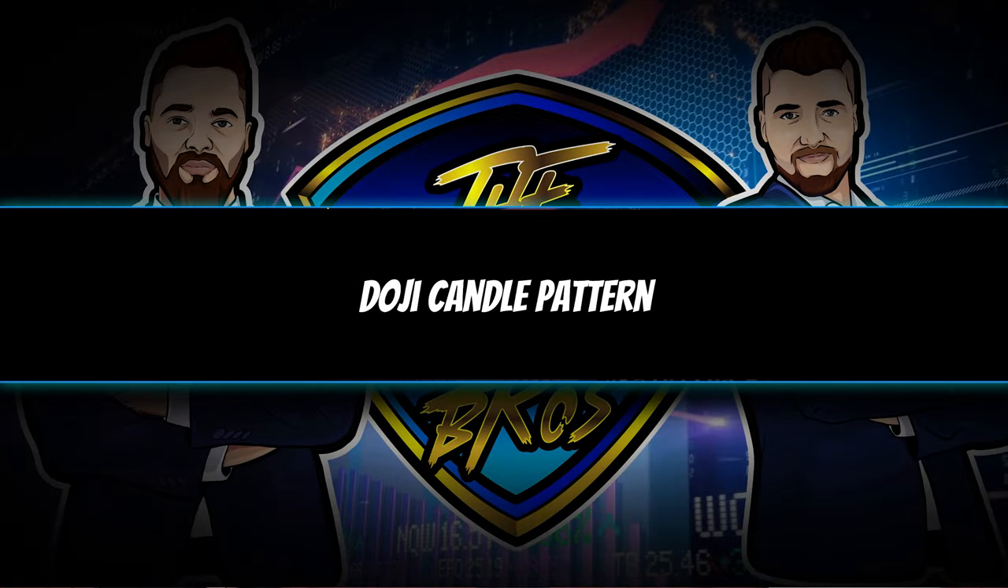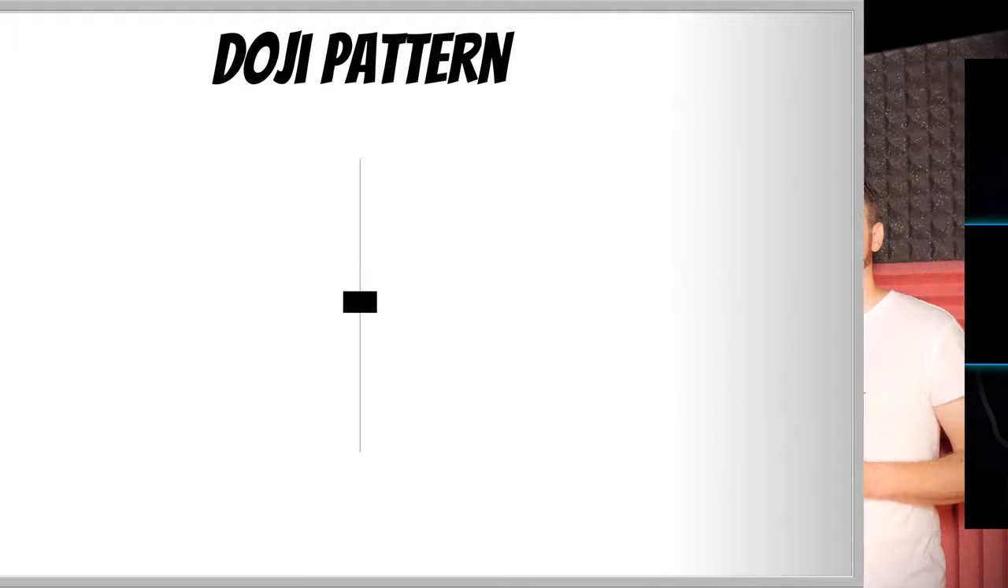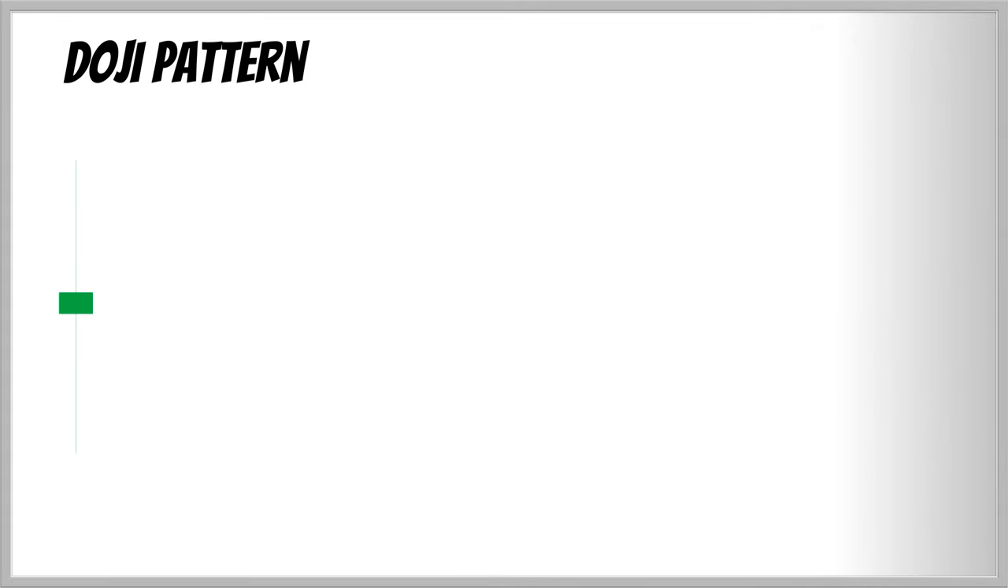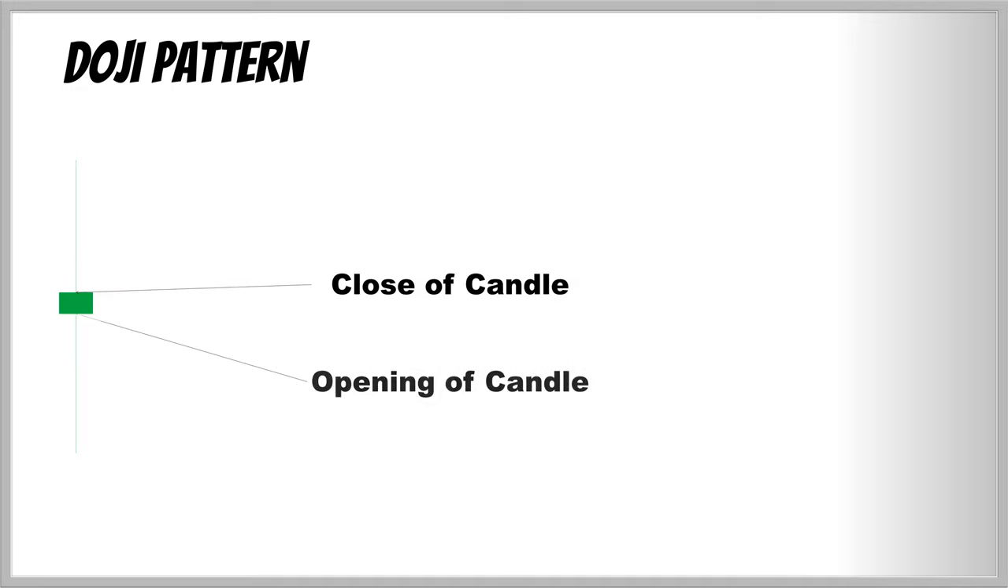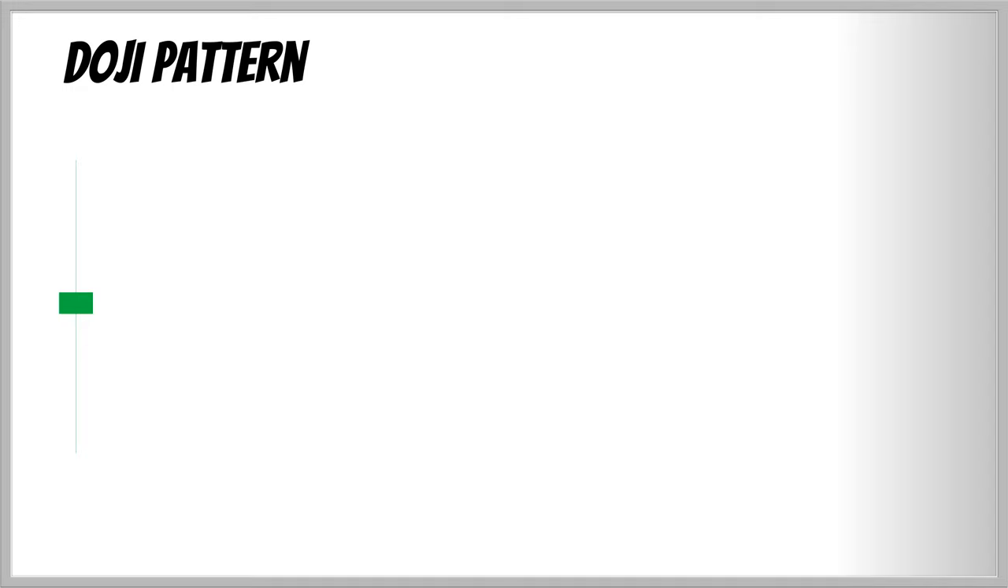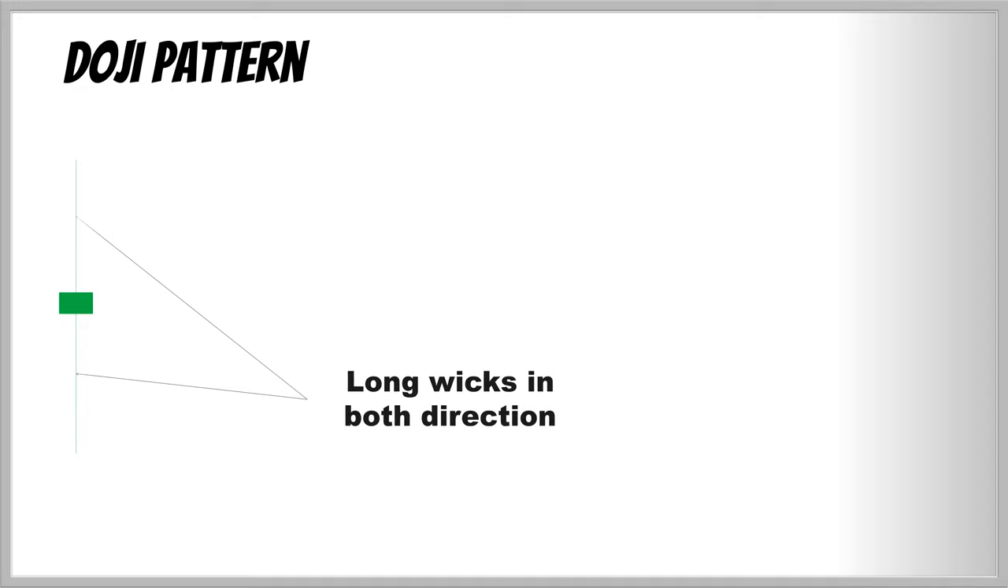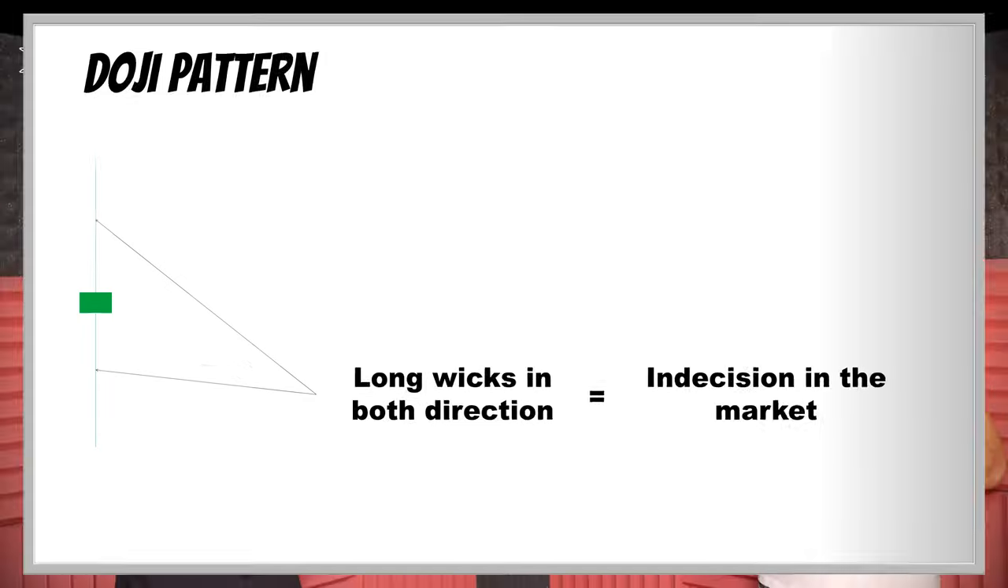Doji candle pattern. The second type of candle that we want to show you is the so-called Doji candle. The first thing you'll notice is the body of the candle. It's almost non-existent, which means that the opening and closing prices are almost identical. Also, as you can see, the wicks of the candle are long and in both directions. This means that there was both buying and selling pressure in the market.